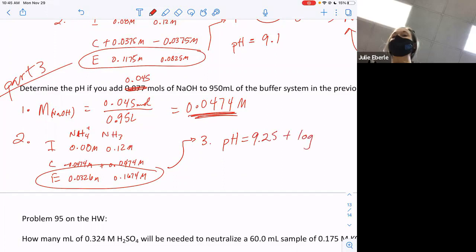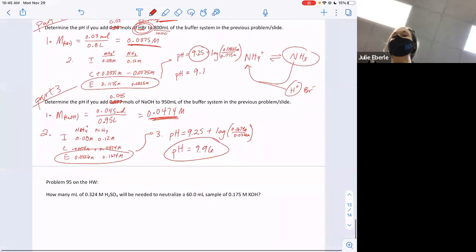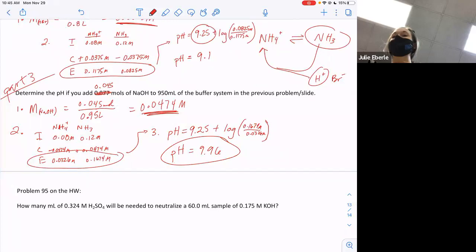Plus the log of conjugate base over weak acid. So 0.1674 over 0.0326. And we can see the buffer does a good job of keeping pH right around 9.5 when a strong base or a strong acid is added. Whew, that's a lot of work.